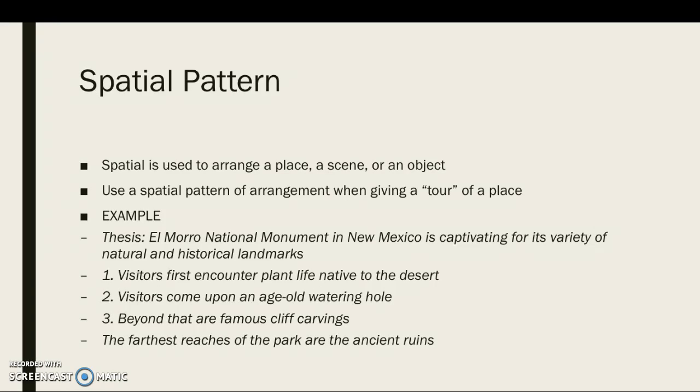The next one is a spatial pattern. Spatial is used to arrange a place, a scene, or an object. It's used to give a tour of a place. So the book uses the example of a national monument in New Mexico and explains it step by step. So maybe if in your introductory speech you talked about going on a trip somewhere, or something that shaped you, or something that made you who you are today, and it was a trip or a place or location, this would be a spatial pattern of arrangement.